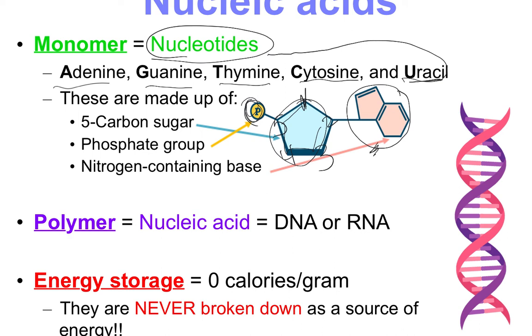All right, so the nucleotide is the monomer of nucleic acids, and its polymer is nucleic acids. DNA is made up of nucleic acids. Nucleic acids are made up of nucleotides. Nucleotides are the smallest component of a nucleic acid. That's the phosphorus, the sugar, and the base.